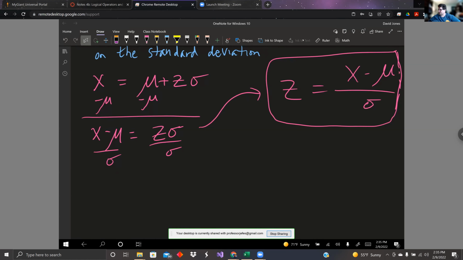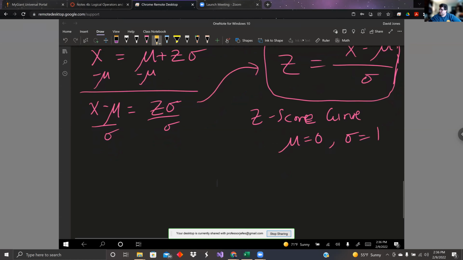For the z-score curve, the mean is 0 and the standard deviation is 1. And now once we get a z-score, everyone goes on that same curve with the same mean, the same standard deviation, and we go from there. So let's apply that to what we have with me and Brooke.